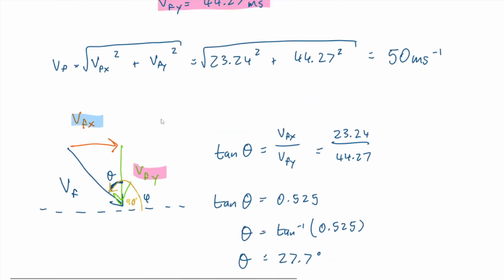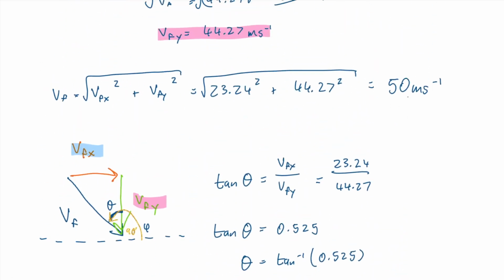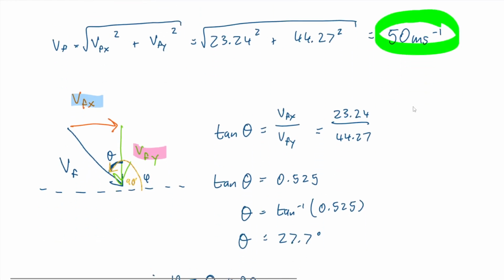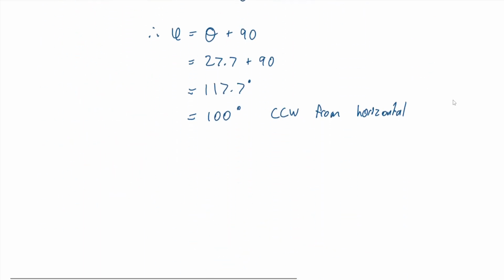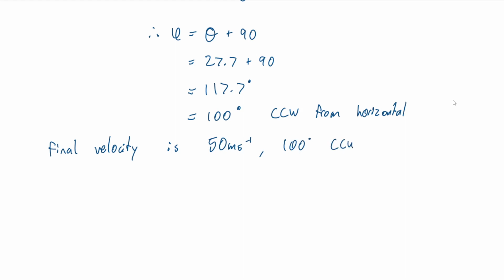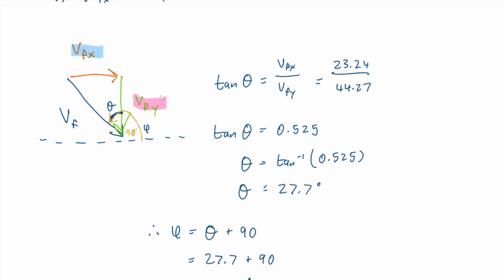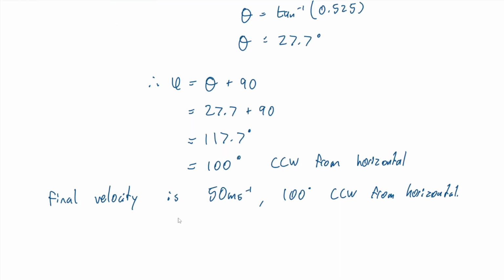Now putting our answer together, we have the magnitude 50 meters per second and the direction. So final velocity is 50 meters per second, 100 degrees counterclockwise from horizontal. Awesome. Now it is enough to have like a well-drawn diagram with the angle and the magnitude labeled, but this is putting it in a sentence as well.